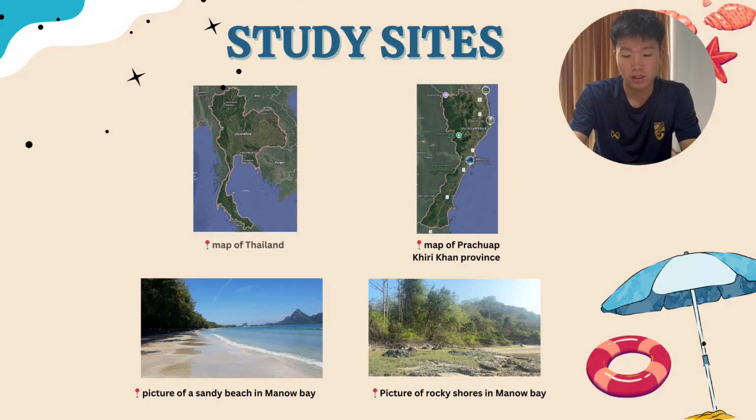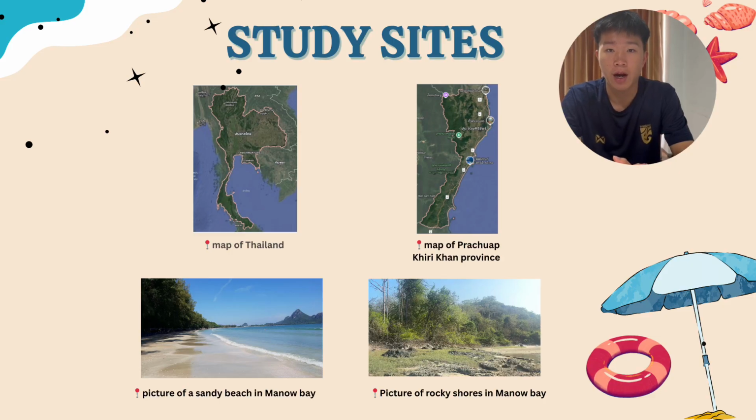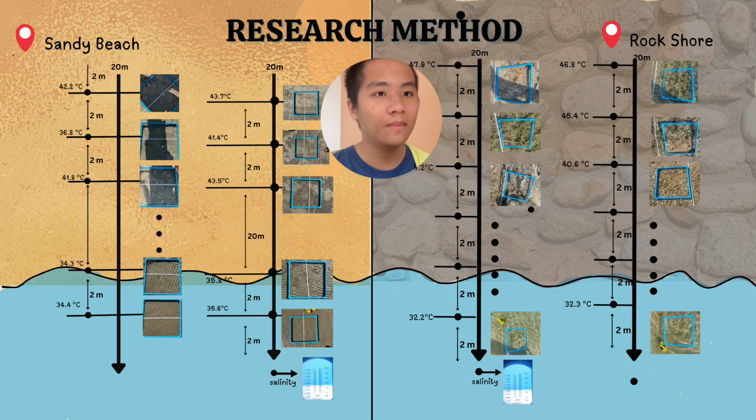First, we need to start with the study site. We studied a site in Thailand at Prachuap Khiri Khan at Manao Bay. In Manao Bay, we studied at sandy beach and rocky shores. The research method that we landed on was to first lay a transect from the shore to the water. Then we laid out quadrats, and in each quadrat we recorded what we found. Aside from that, we also measured the temperature and salinity of the water.